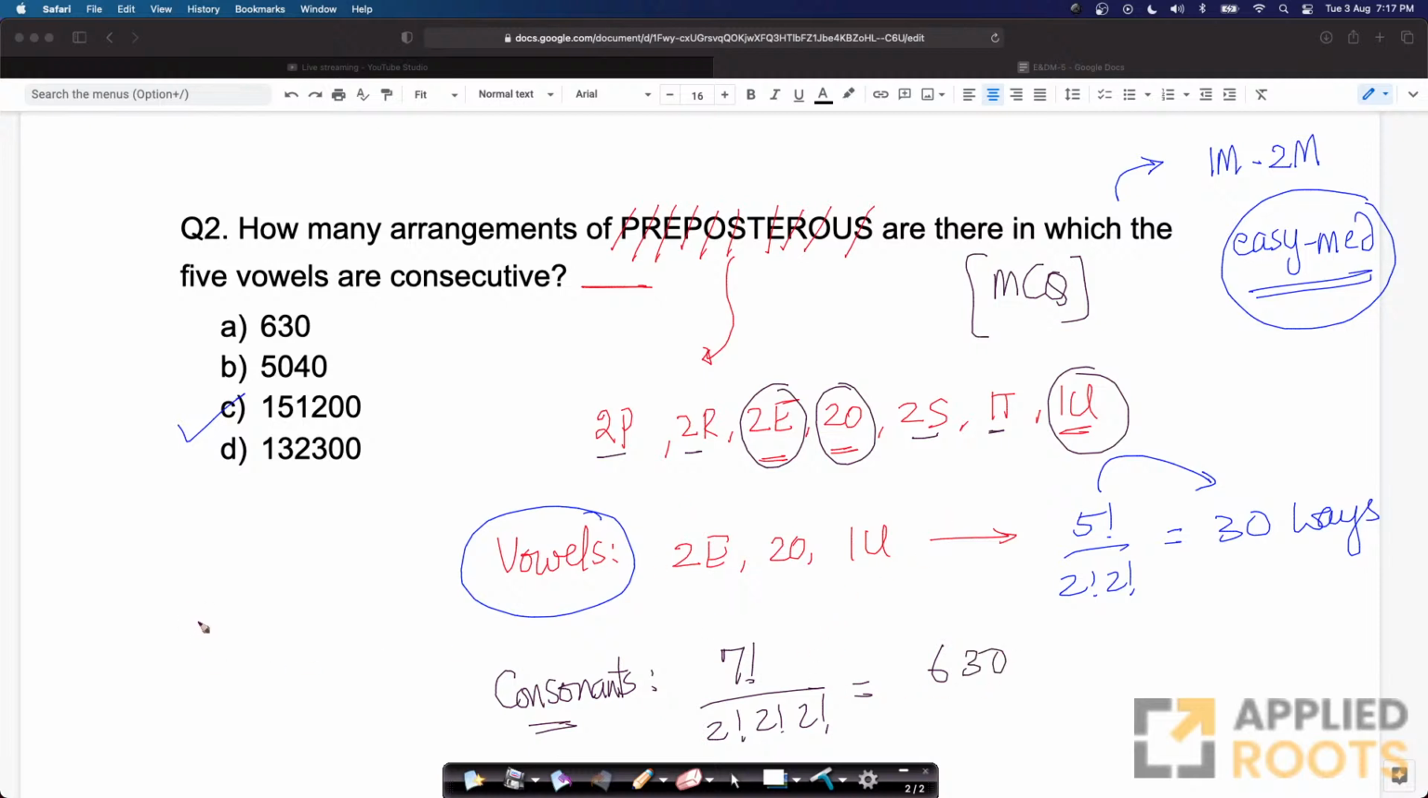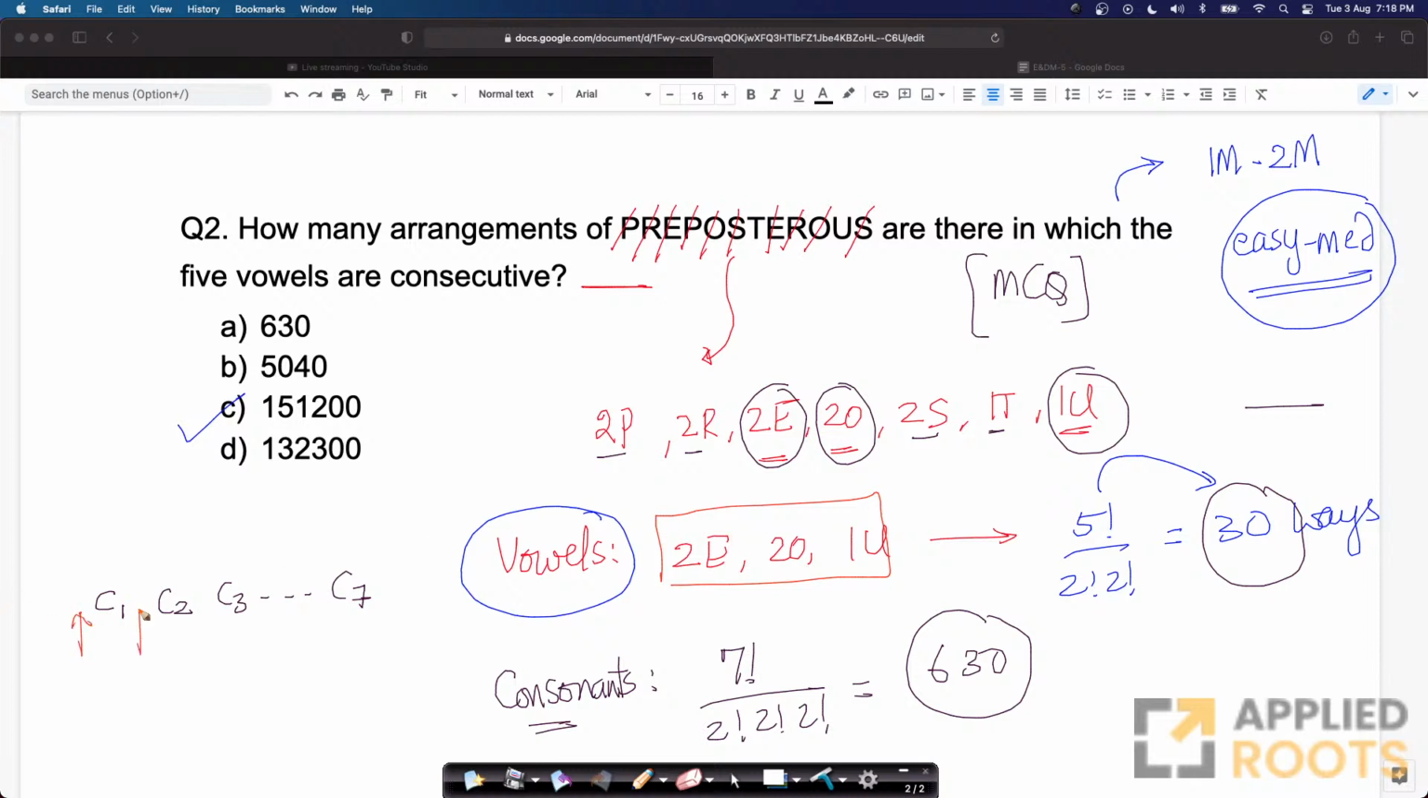Now the way you can easily think about it is, okay, so you have say 630 ways of arranging the consonants, you have 30 ways of placing vowels, and you want all the vowels to be consecutive, right? So imagine I have consonant 1, consonant 2, consonant 3, so on and so forth, consonant 7. Suppose I concatenate all of these vowels and place them as one single block. Where can I place that block? I can place it here, here, here, so on and so forth, till here. So there are a total of 8 locations amidst the consonants where I can place this whole block of 2 E's, 2 O's and 1 U, because I want all the vowels to be consecutive.